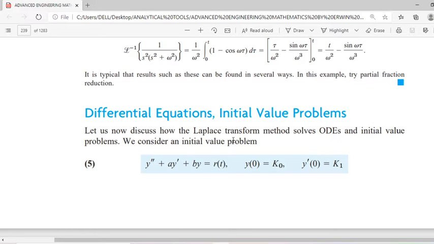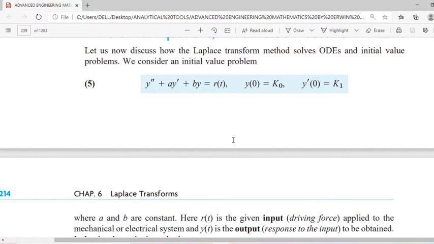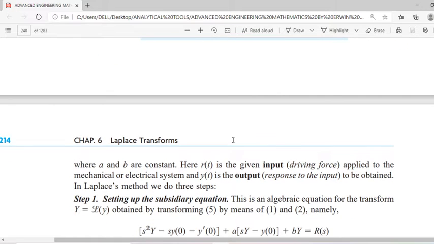So this is the typical problem of an initial value problem of a differential equation. Here we have only first derivative and second derivative. We have a variety of methods for solving this type. The Laplace transformation is an alternative method for solving differential equations.